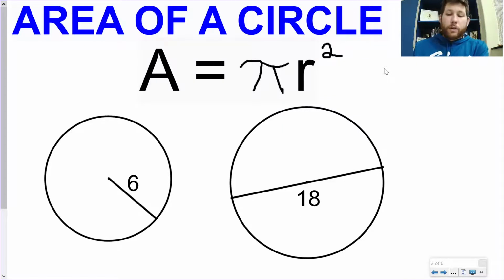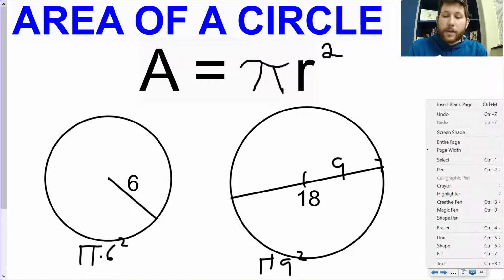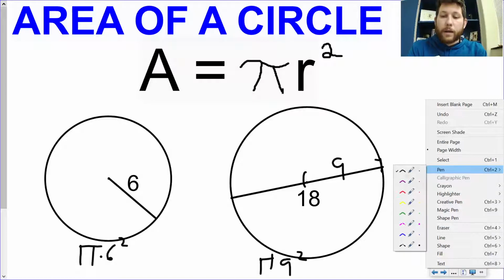So what you would end up with, if I was finding the area of this first circle, would just be pi times 6 squared, right? And over here, if 18 is my diameter, notice how it's in the middle of that line, so that would imply that's the diameter. So if I want just a radius, say from here to here, that would be 9, or pi times 9 squared. All right, so that's a quick review on area.